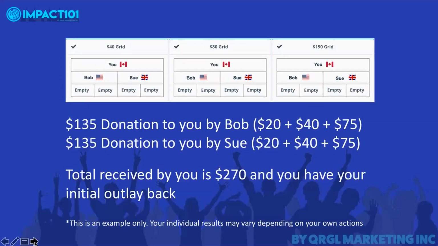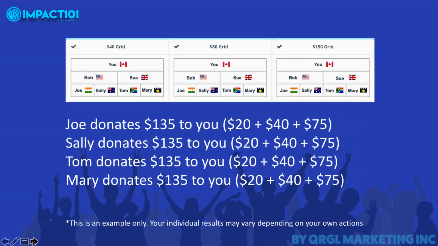So you've invited 2 people who did what you did, and you've now received 2 donations of $135 for a total of $270. You've now got your $270 initial outlay back, and you're at a break-even point. And it happened quick because you let the tools do the work for you. So now you help Bob and Sue do the same thing. Find their 2 people by using the videos in the system.